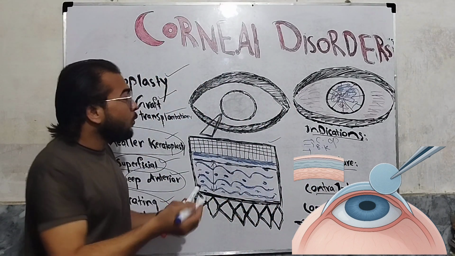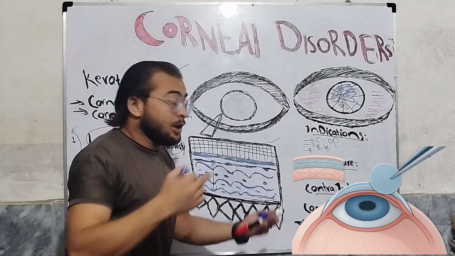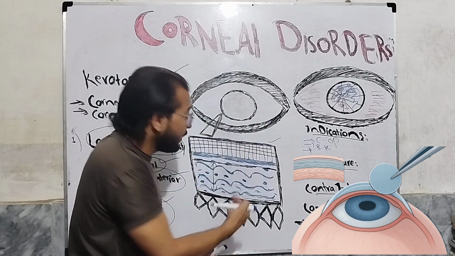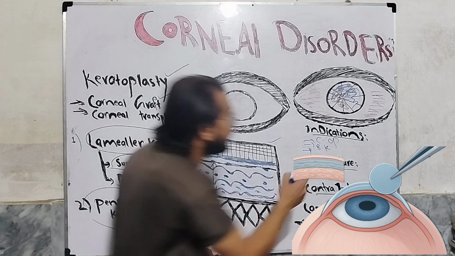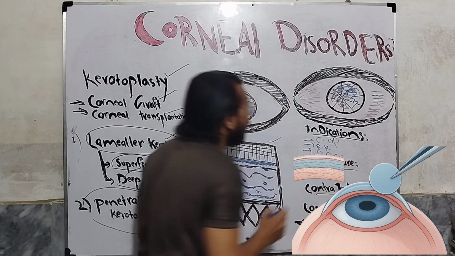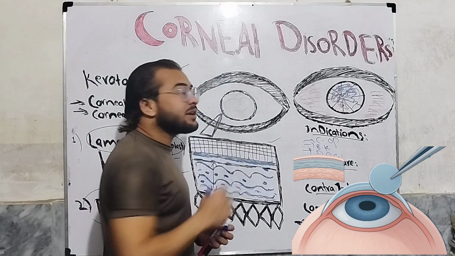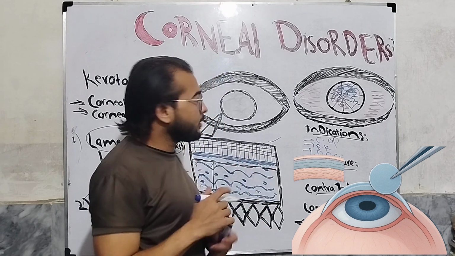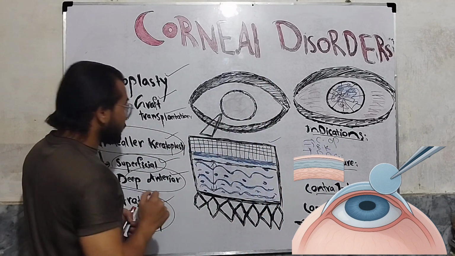Another indication is the perforated corneal ulcer, as we have discussed previously, and the descemetocele, in which the Descemet membrane bulges out. When there is perforation of the entire cornea, this is called a perforated corneal ulcer. In the descemetocele and the perforated corneal ulcer, we do penetrating keratoplasty. We can also do penetrating keratoplasty for cosmetic reasons, but it is a very rare indication. So these are the indications for penetrating keratoplasty.